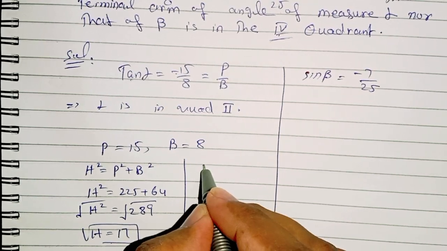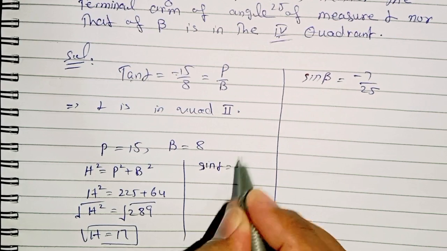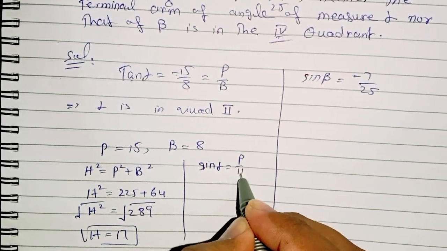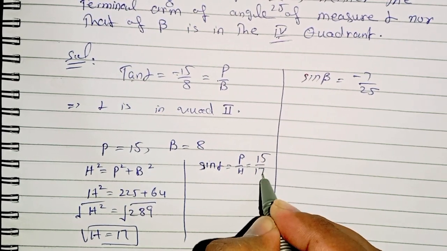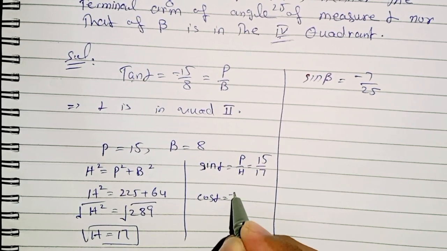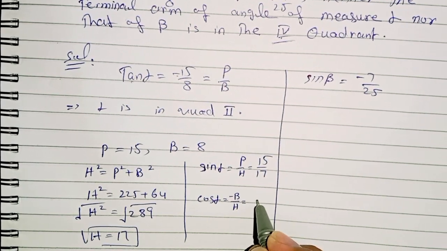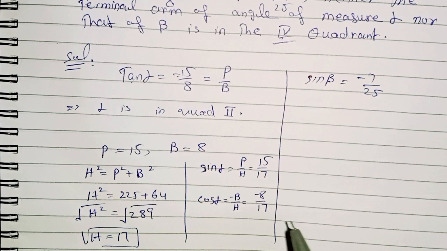Now we find sine of alpha. In the second quadrant sine is positive, so sine is equal to P over H. It becomes 15 over 17. But in the second quadrant cos is negative. Cos alpha becomes minus base over hypotenuse. The value of cos becomes minus 8 over 17.